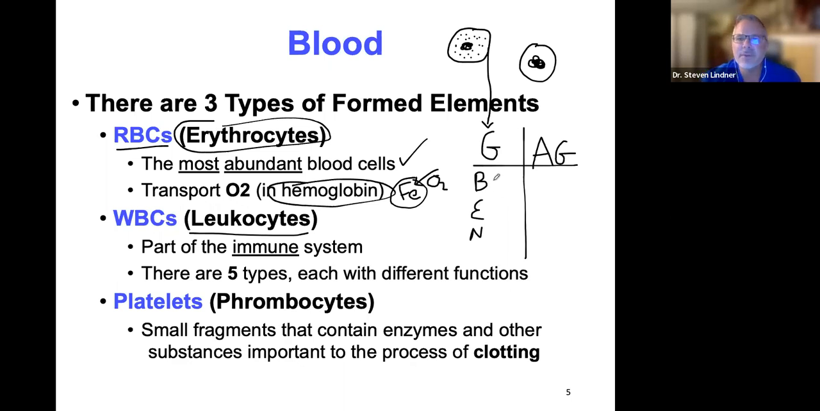So when you have a basophil, that takes up a basic stain. When you have an eosinophil, that takes up an acidic stain. And when you have a neutrophil, that's neutral, not necessarily basic, not necessarily acidic. So you have the basophil, eosinophil, and neutrophil. Those are the three types of granulocytes. And then we have a monocyte, and we have a lymphocyte.